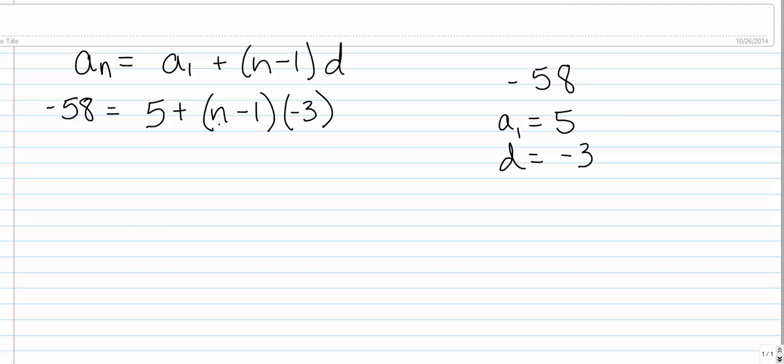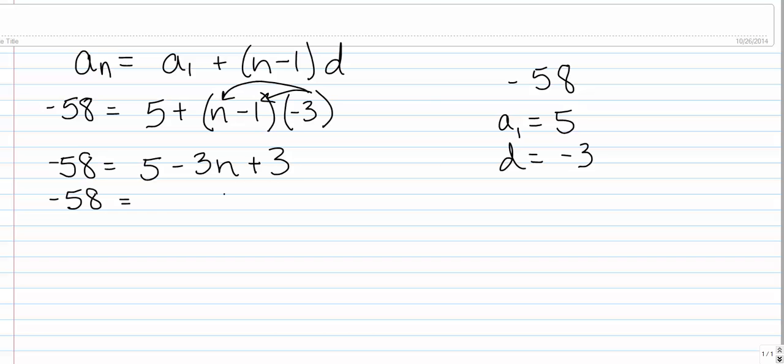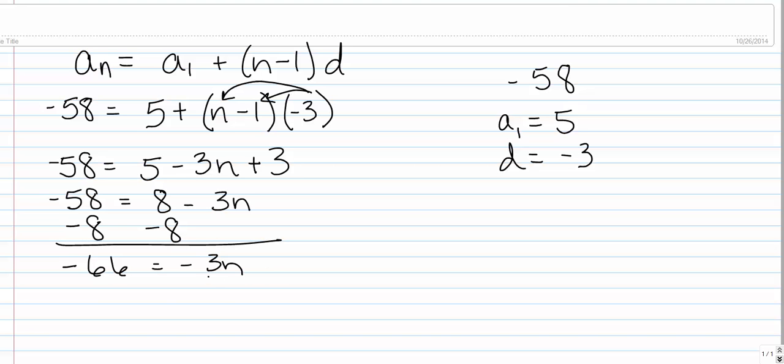Well, I need to find out this n, and I can't solve for n when it's inside the parentheses like that. And so I'm going to distribute the negative 3, which will give me a negative 3n plus 3. Now combining my like terms on the right-hand side, I have 5 plus 3, which is 8. If I subtract 8 from both sides, I'm going to have negative 66. And if I divide by negative 3, I find out that negative 58 would be in the 22nd spot in that list.